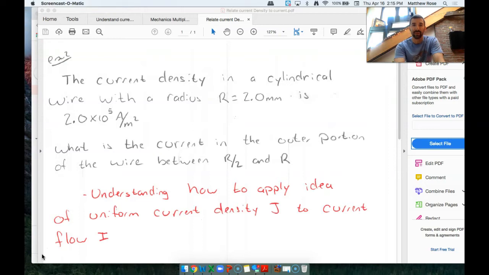Now this example is just a straight example of a constant current density traveling through a wire. We want to know how much current is flowing between specific portions of the wire, not from the center all the way out to R, but from R over 2 all the way out to R. So pretty much the outer half of the wire. That's what we're going to be looking at here.